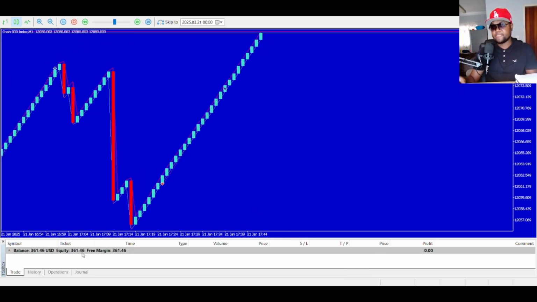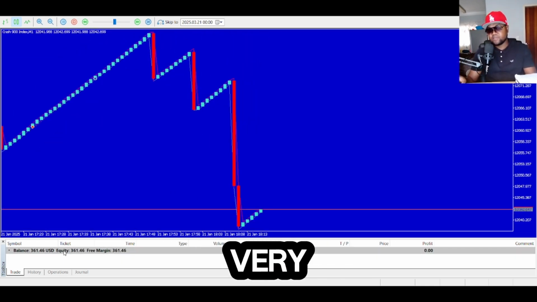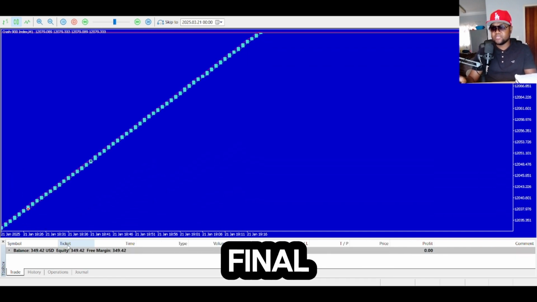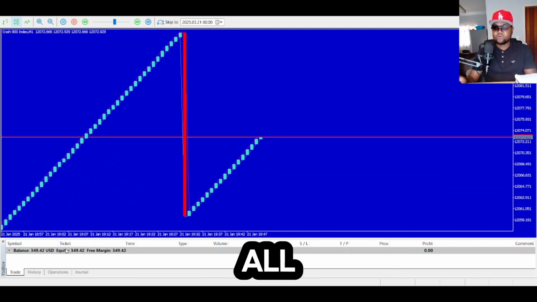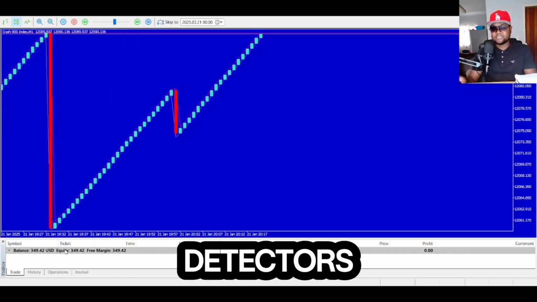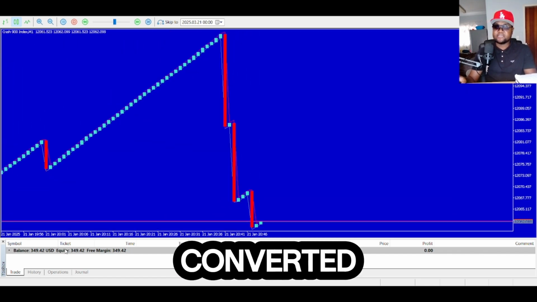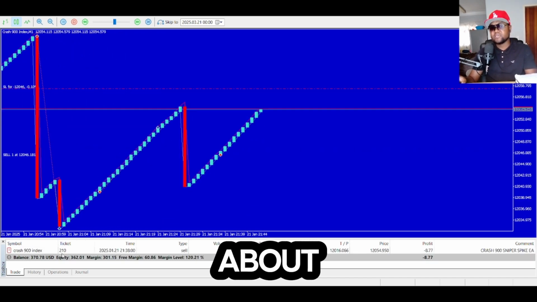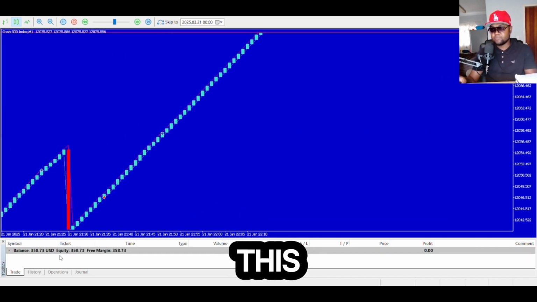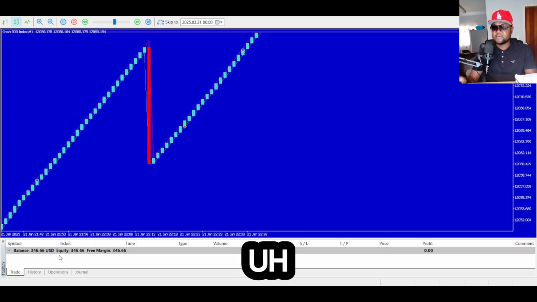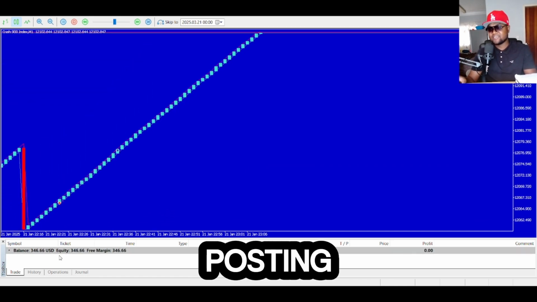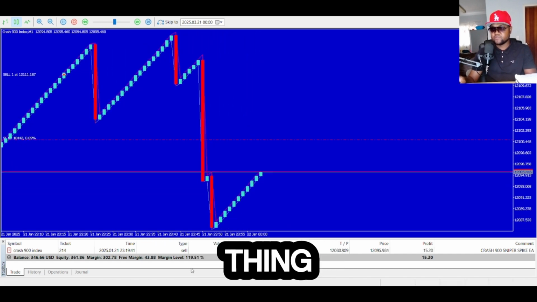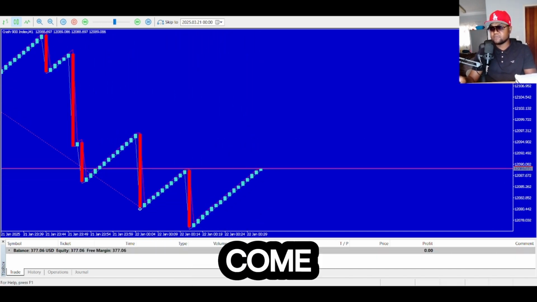So this project, guys, took me a very long time, approximately 4 to 5 years to come up with this final product that I now have. All along we've been developing the spike detectors, and I then converted the spike detectors into an EA. This is what we now have, and it took me about 4 to 5 years to come up with this. The reason why I haven't been posting on our channel is because of this. It really took me a lot of time to come up with this project.